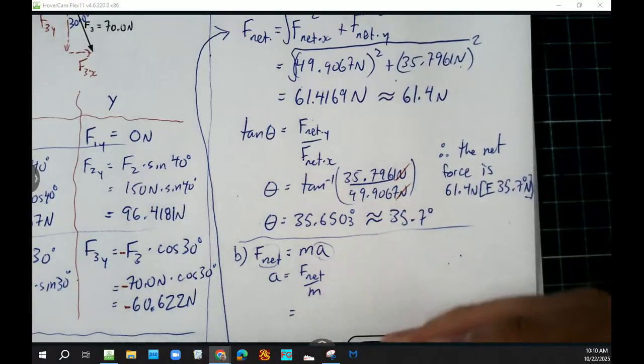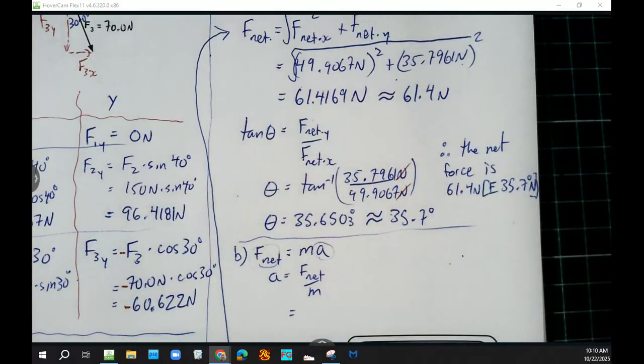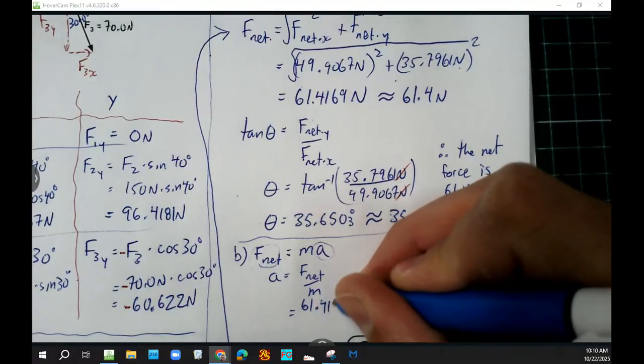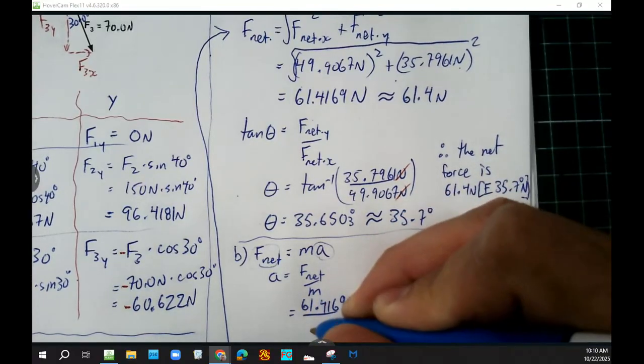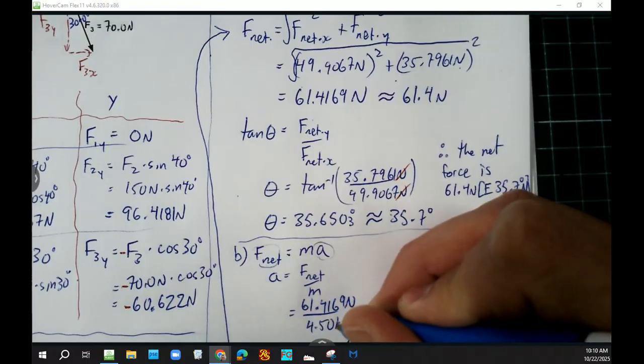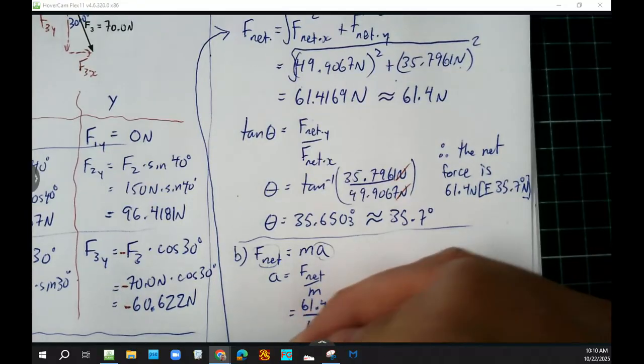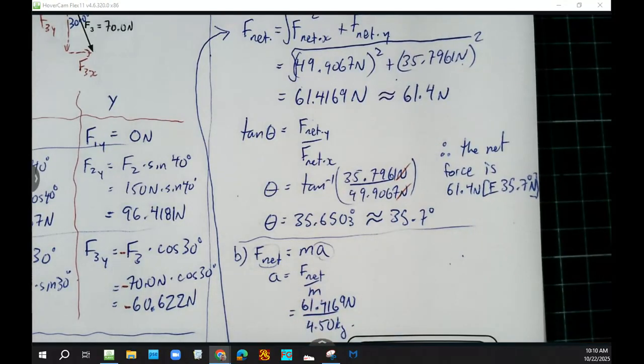So we sub in our values. Well, F net, should I use the rounded F net value or the unrounded one? Unrounded, 100% of the time. 61.4169 newtons divided by a mass of, it said 4.50 kilograms. I'm just going to write my A there. 61.416 divided by 4.5. Yeah?